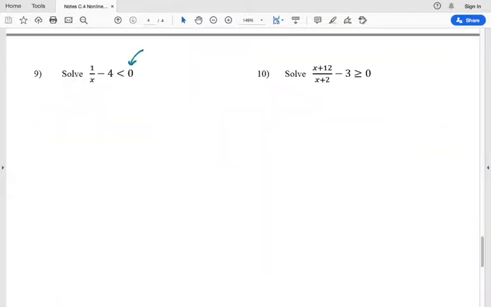Okay, we've got 0 on one side, which is good, but I need a common denominator, so I'm going to do 1 over x minus, I need this to have an x on the bottom, so we'll put an x on top as well to keep it the same value. All right, simplifying that, I'll have 1 minus 4x over x is less than 0.